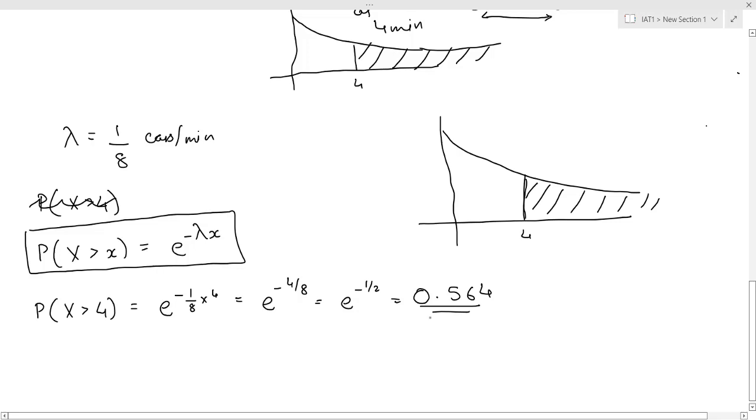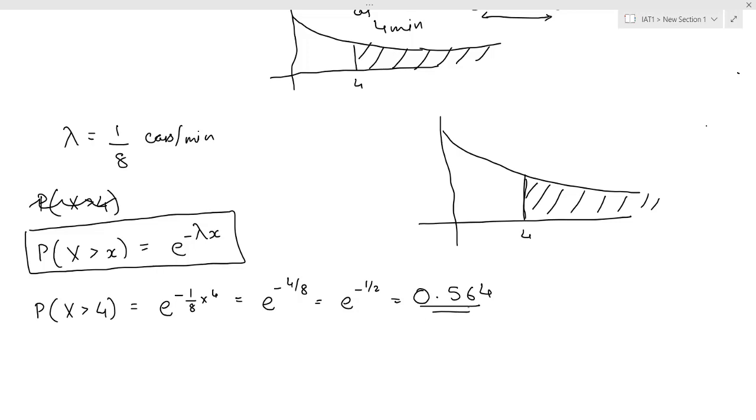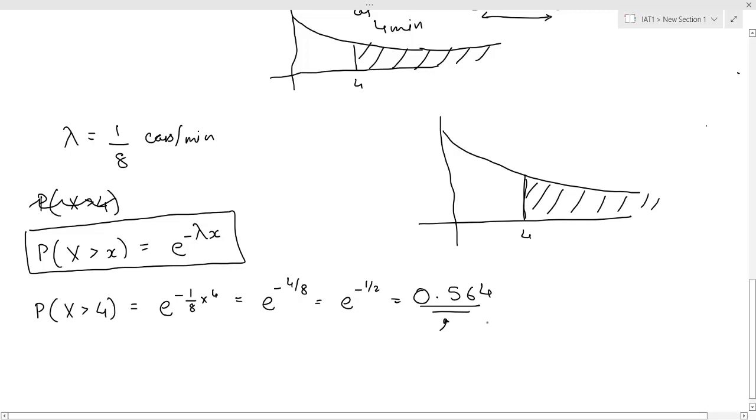So what is the probability of the car getting manufactured after 4 minutes? The probability of the car getting manufactured after 4 minutes is 0.564.